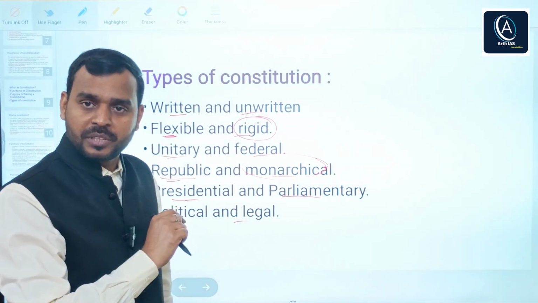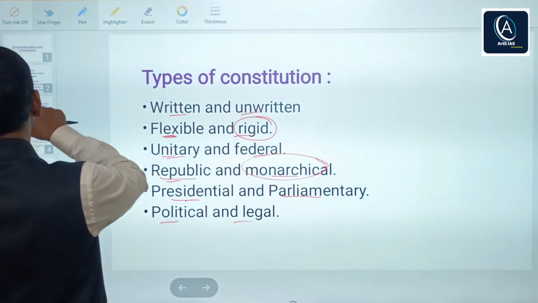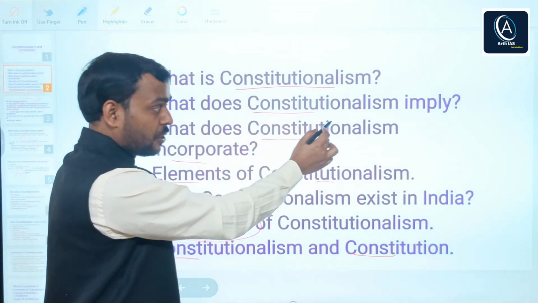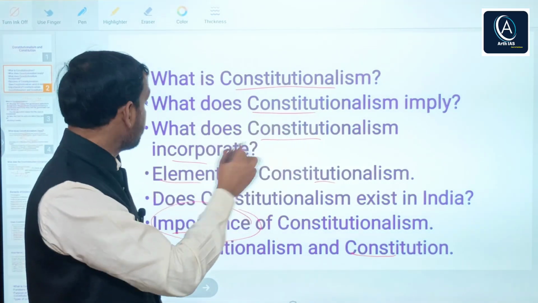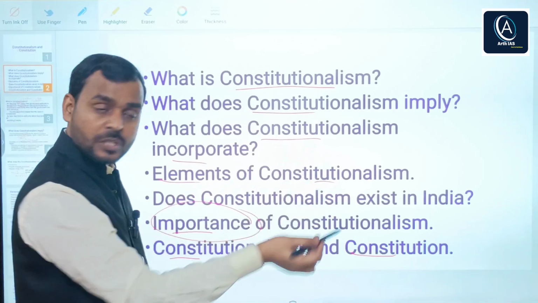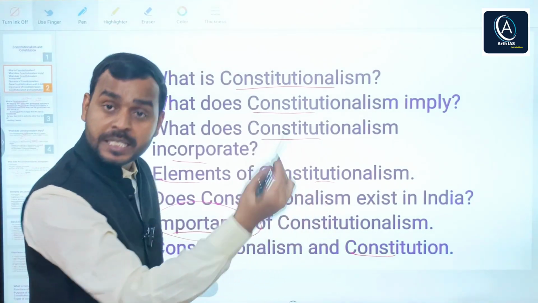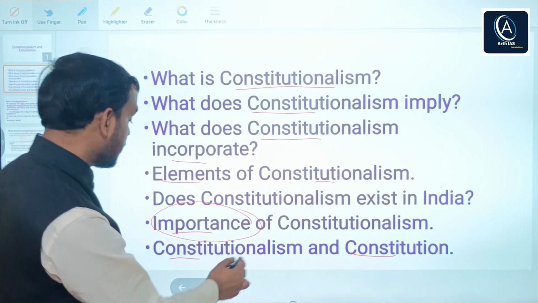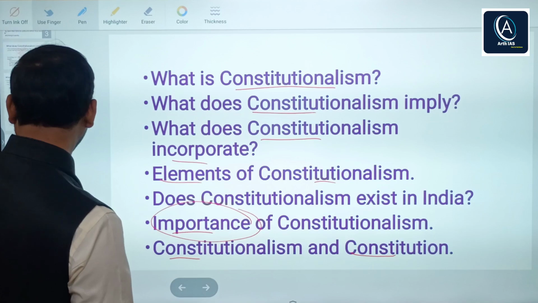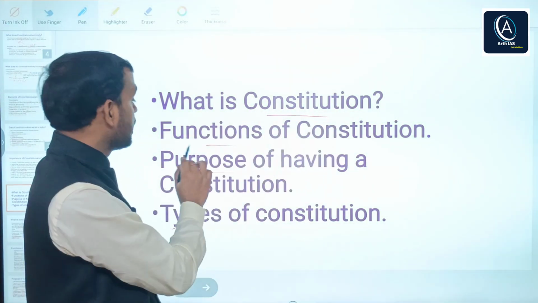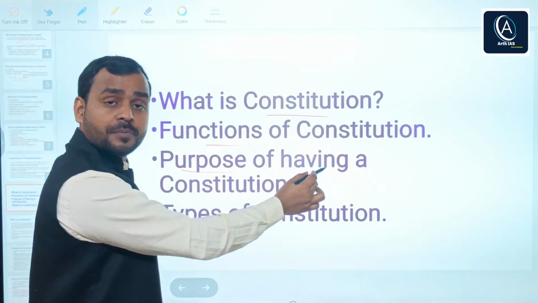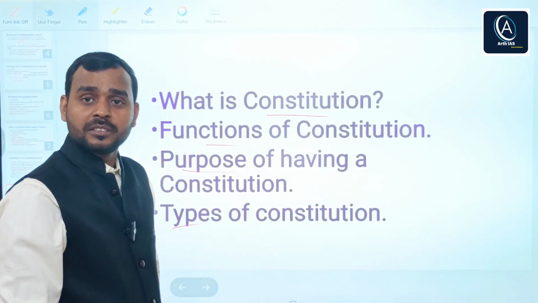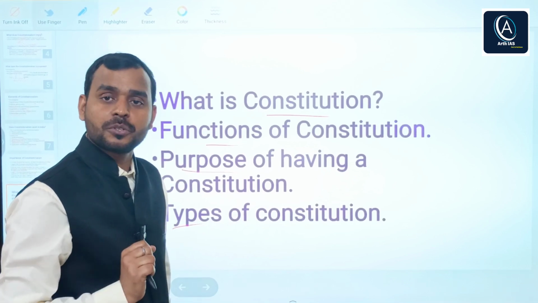So this was all about constitution and constitutionalism. Let us have a recap. We have discussed constitutionalism: what it implies, what it incorporates, elements of constitutionalism, whether constitutionalism exists in India, the importance of constitutionalism, and constitutionalism and constitution. Under this topic, we have seen what a constitution is, the functions of a constitution, the purpose of having a constitution, and types of constitution. So this was all about the basic concept of constitutionalism and constitution.